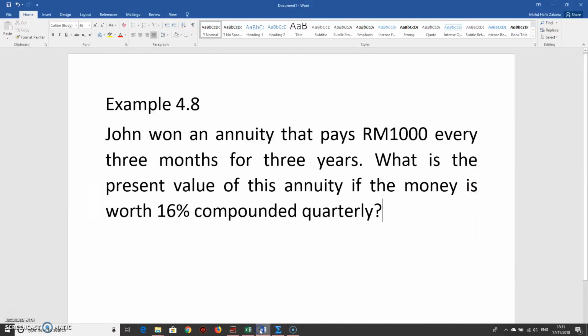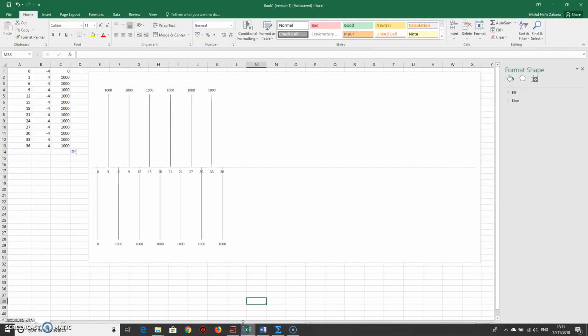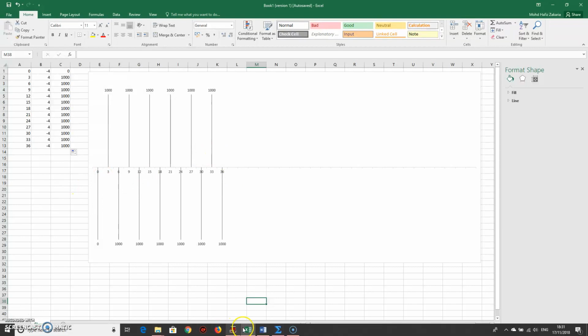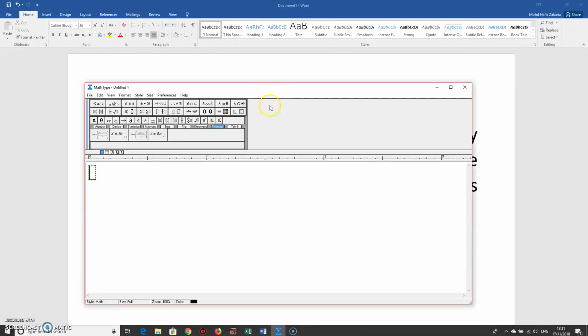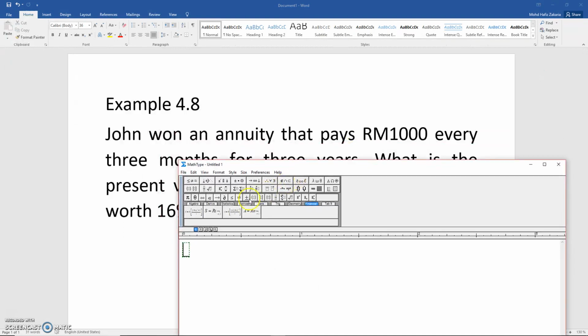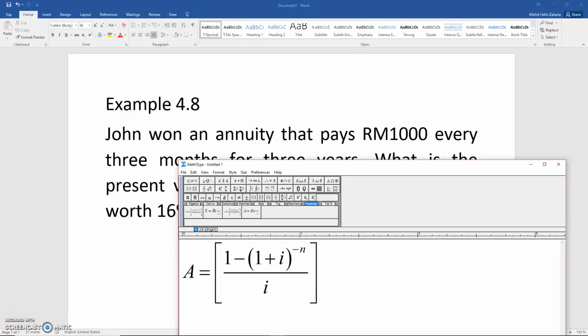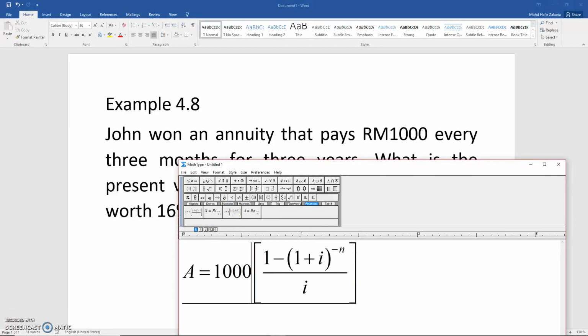Basically, what we want to look at is the value of all of this money at this point. So we want to look for the present value. So let's calculate for the present value. The formula of present value is this. So the periodic payment is 1,000.